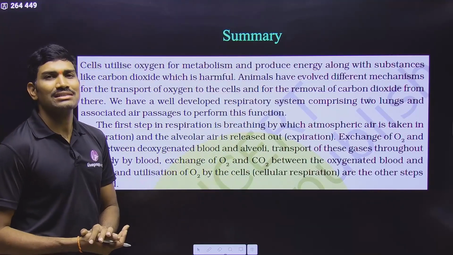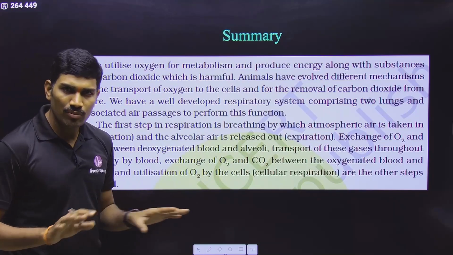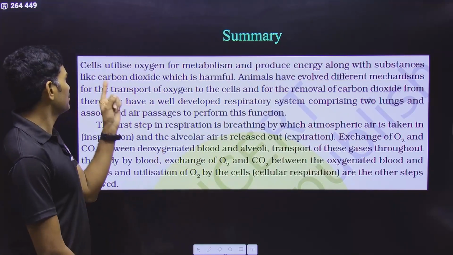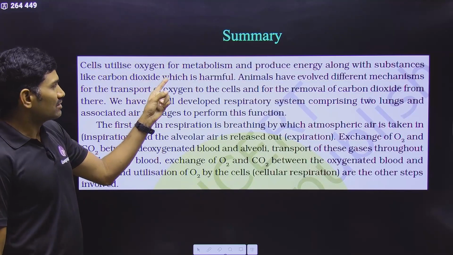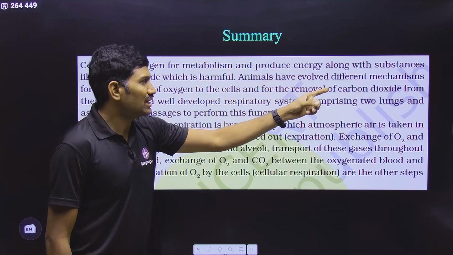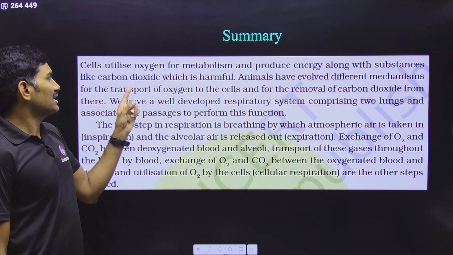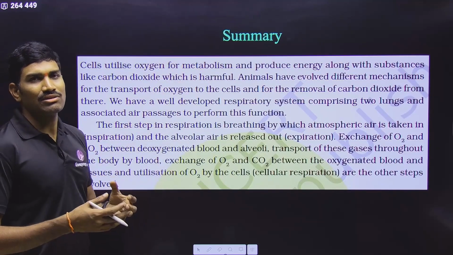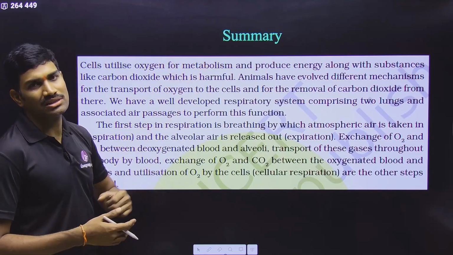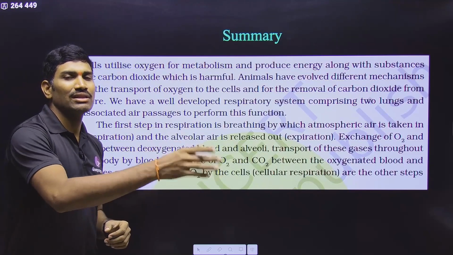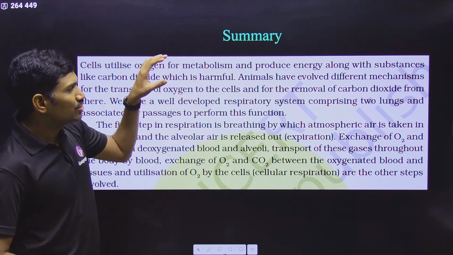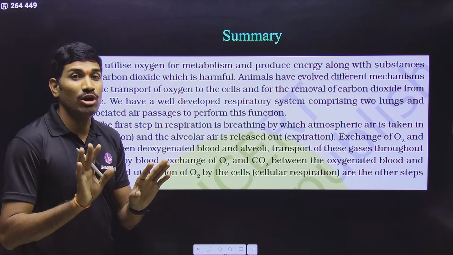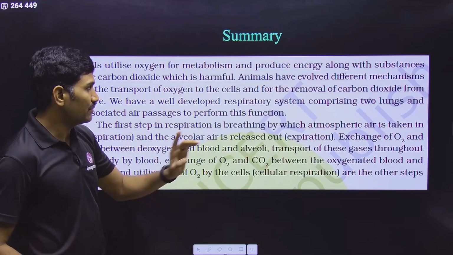Now we are going with the summary, and here we covered all the points, so I don't need to explain something new. I am simply reading the sentence, observe carefully. Cells utilize oxygen for metabolism and produce energy along with substances like carbon dioxide, which is harmful. So our body cells are utilizing oxygen ultimately for the catabolism of some substances, and during this process they release some compounds like CO2 which are harmful, so they should be removed from the body.